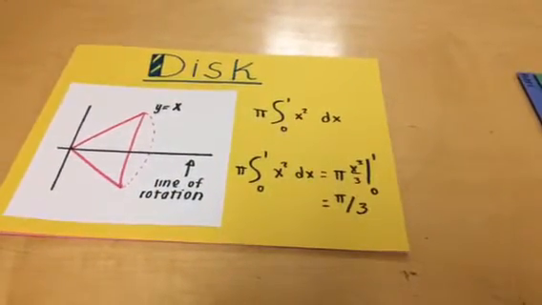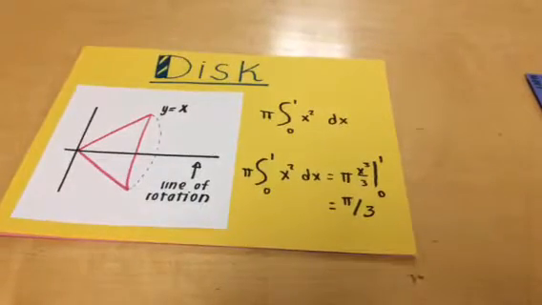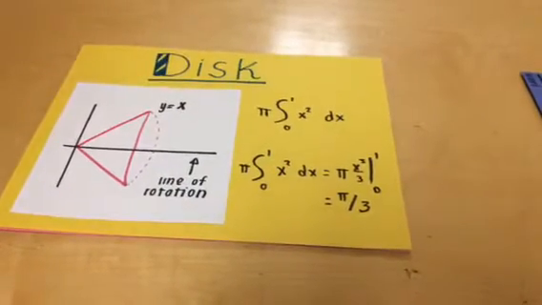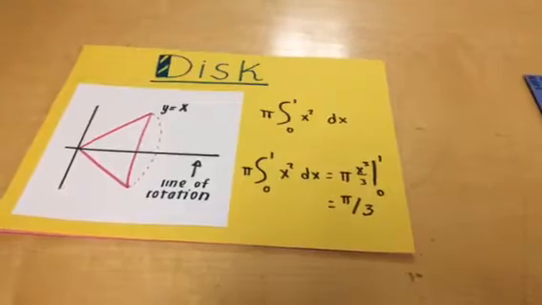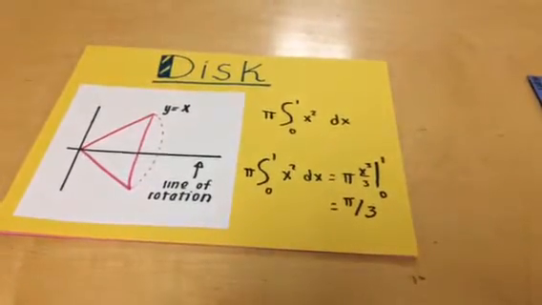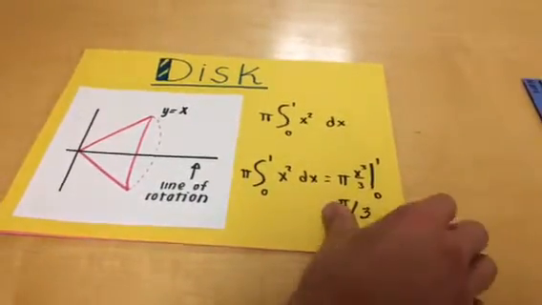Now we will use the integral to find the volume. Pi times the integral from a to b of x squared dx. Now integrate, and the answer is pi over 3.